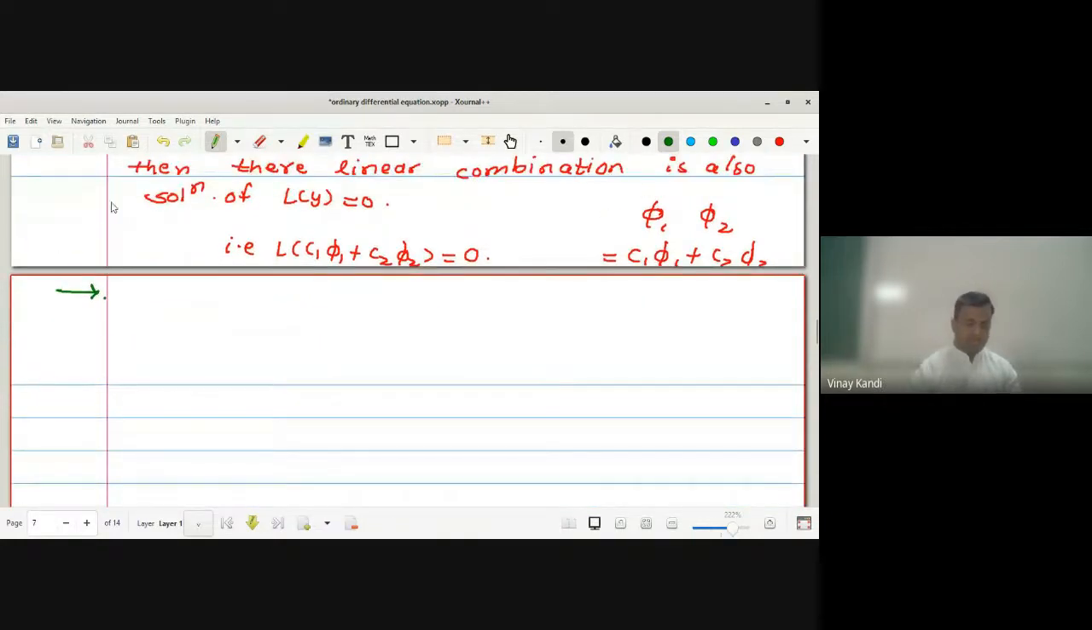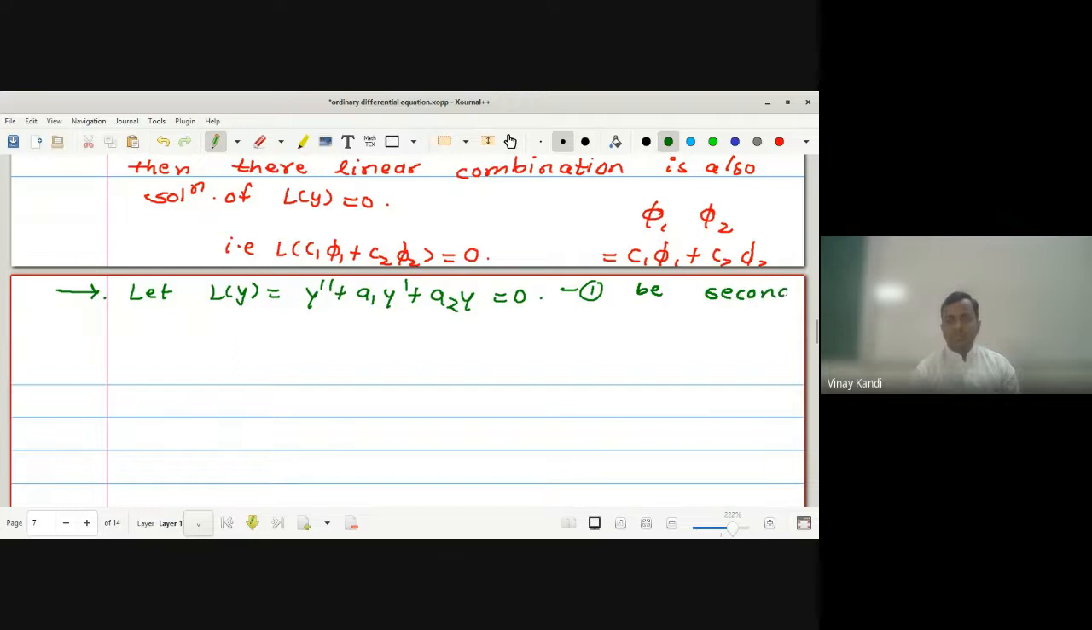Let L of y equals y double dash plus a1 y dash plus a2 y equals 0. Give it as equation number 1. The second order linear differential equation with constant coefficients.